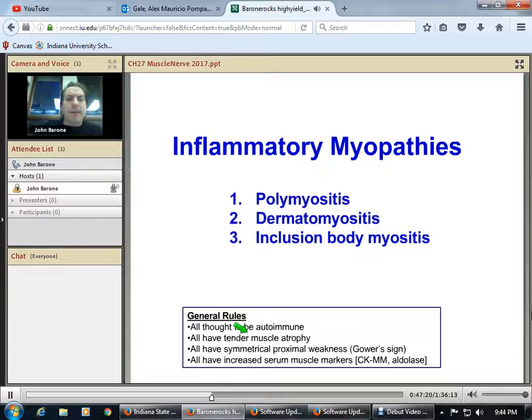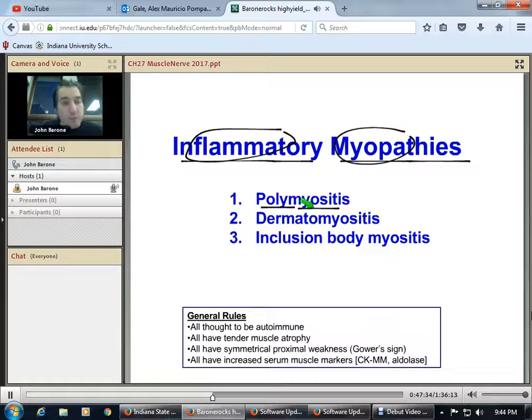Now, let's put our sights on 2 groups of diseases: muscular dystrophy, where they do the Gowers, and inflammatory myopathies. So I kind of like that. Inflammatory, inflammation, your immune system is attacking your muscle. So we have 3 of them. Polymyositis, multiple muscles are inflamed. Dermatomyositis, so multiple muscles are inflamed, and your skin, you get skin rash. And inclusion body myositis, so inflammation of muscles with inclusion bodies. I like the names. Now, here are your general rules.